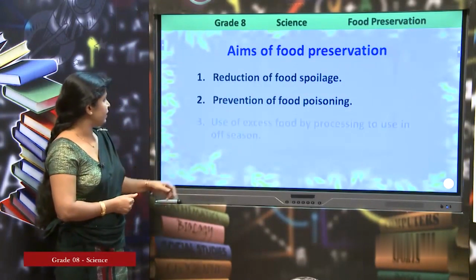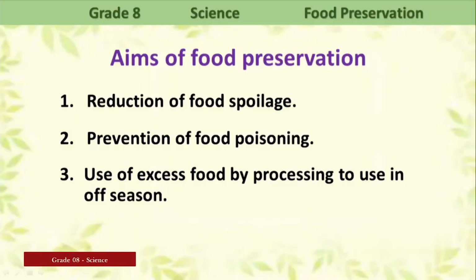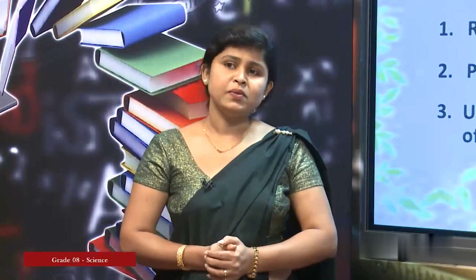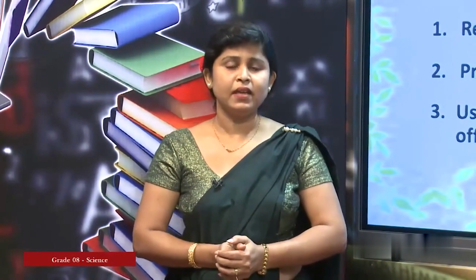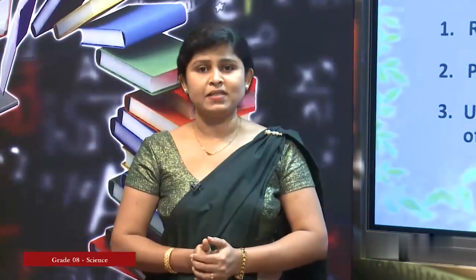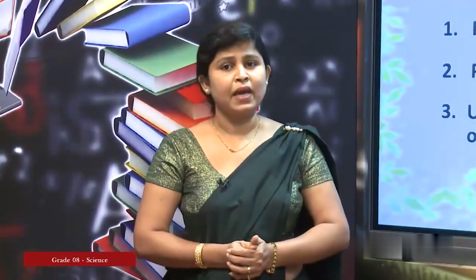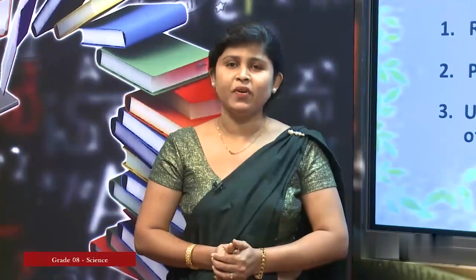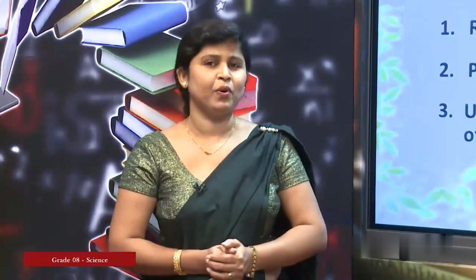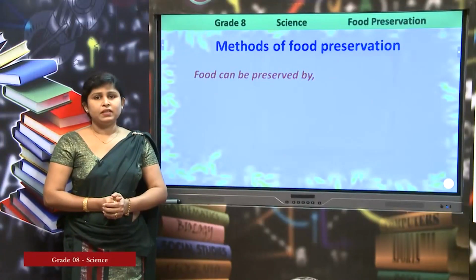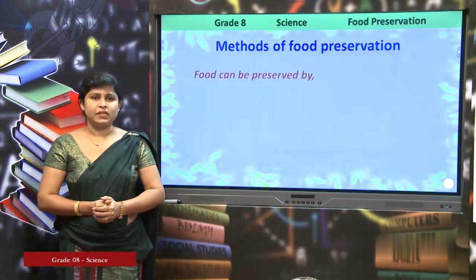Let us see the third one. Use of excess food by processing to use in off season, right? You know there are certain types of food that can be consumed within 1 or 2 seasons in 1 year, right? The excess food or surplus can be used in off seasons also by preserving them. We can keep them for a long time. It is very important.